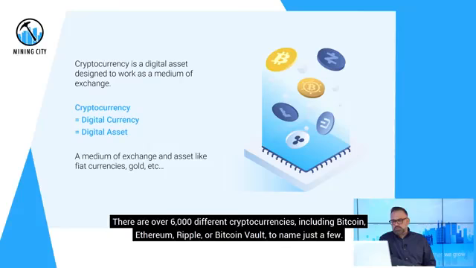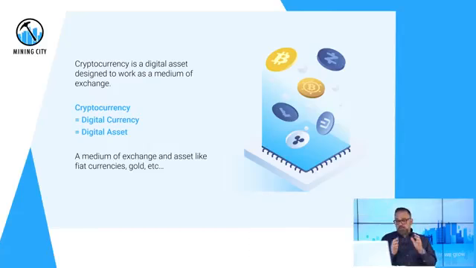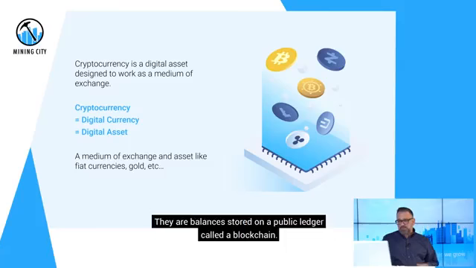There are over 6,000 different cryptocurrencies, including Bitcoin, Ethereum, Ripple, or indeed Bitcoin Vault, just to name a few. Just like regular money, which in the crypto universe is called fiat money, by the way, cryptocurrencies are used as a medium of exchange, but they don't have a physical form. Yet, they still have value. Today, a single Bitcoin is worth more than a small car. There are balances stored on a public ledger called a blockchain.